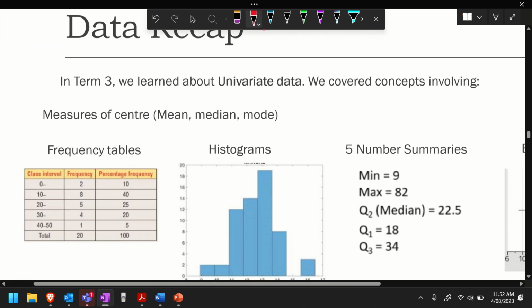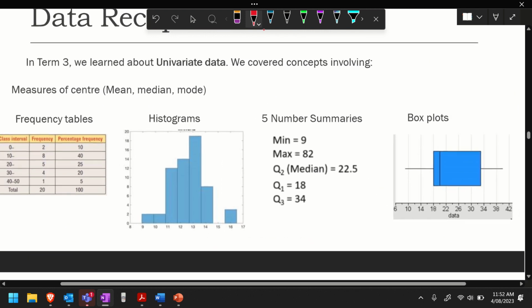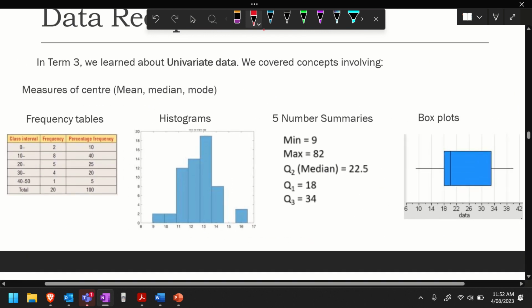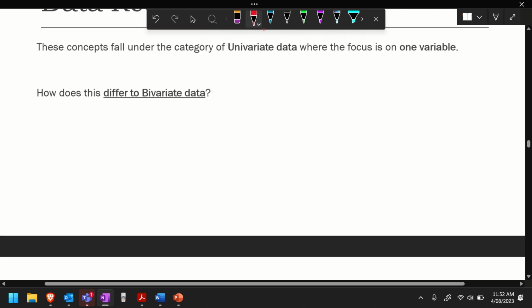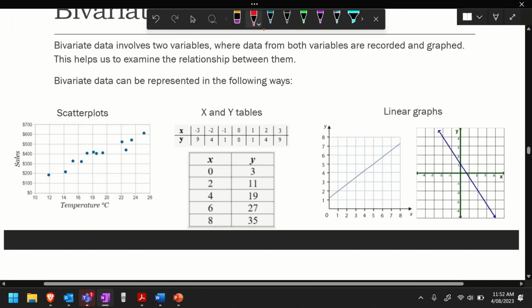So let's have a look. Remember, univariate data, what kind of tables do we have? Frequency, histograms, 5-number summaries, and box plots. They're all univariate. You're working with data, finding mean, median, mode. But when it comes to bivariate data, it's a little bit different.